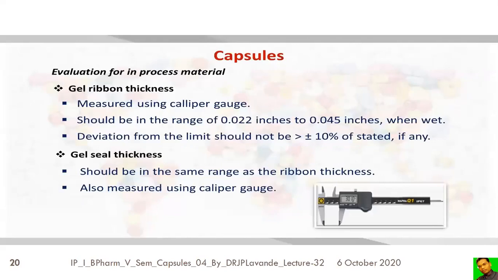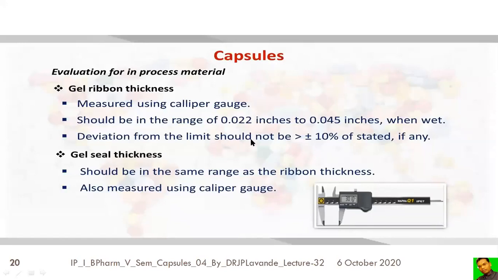During the processing, another test to be performed is on the gel, that is the gel ribbon thickness and the gel seal thickness. Gel ribbon thickness can be measured with the help of a device called the caliper gauge, or the vernier caliper, and it should be in the range of 0.022 inches to 0.045 inches, and this thickness is when the gelatin ribbon is in the wet condition. So in wet condition, the thickness should be between this range.